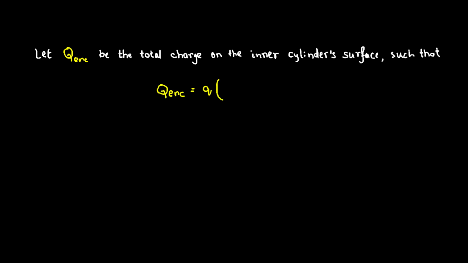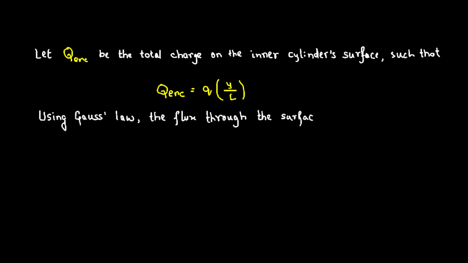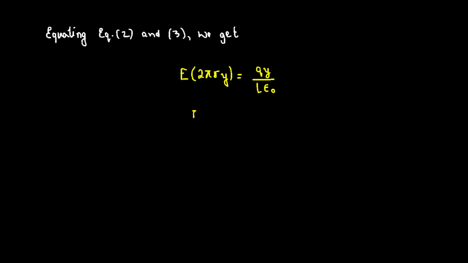Let Q enclosed be the total charge on the inner cylinder's surface such that Q enclosed is given by Q times y over L. Using Gauss's law, the flux through the surface will be phi equals Q enclosed over epsilon naught, which is equal to Qy over L epsilon naught. This is equation number 3. Equating equation number 2 and 3, we get E times 2 pi r y equals Qy over L epsilon naught. Solving for electric field, we get Q over 2 pi epsilon naught times r times L. This is equation number 4.